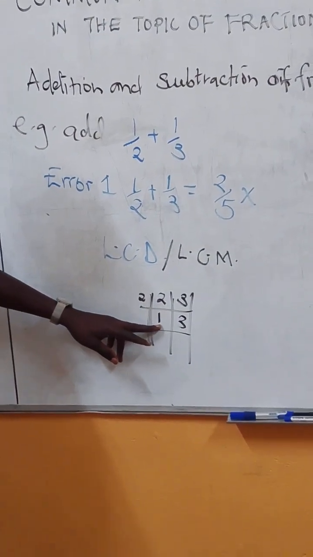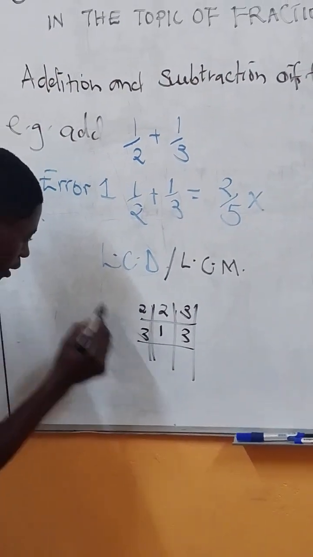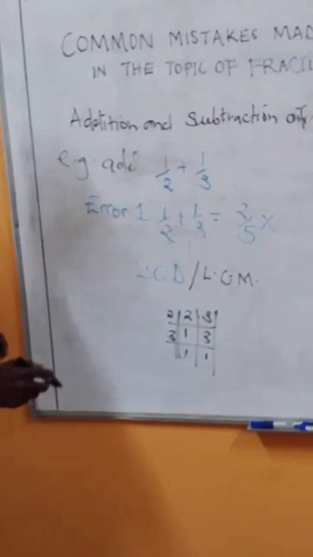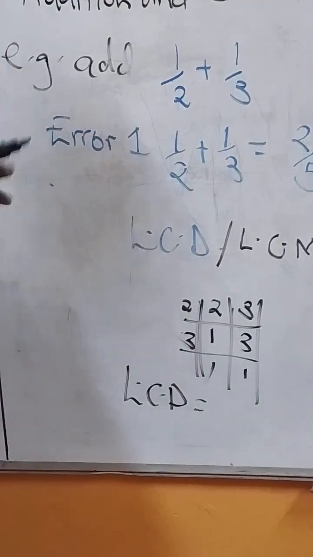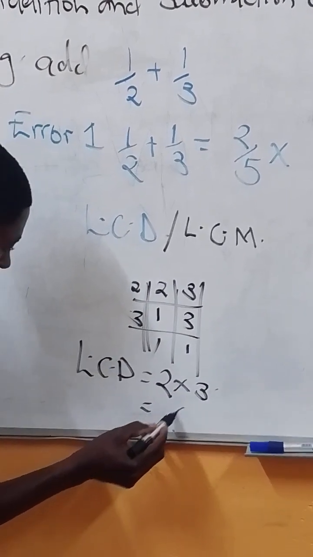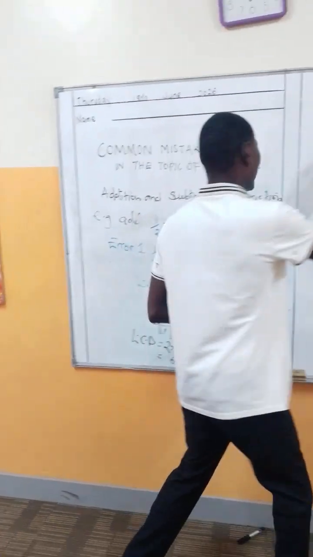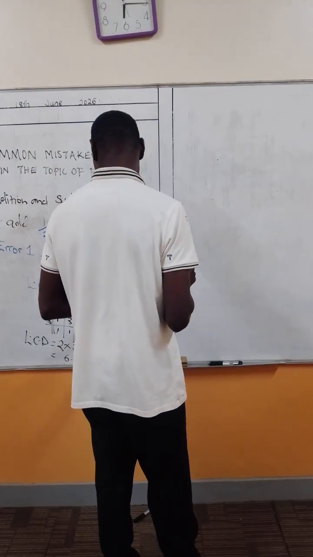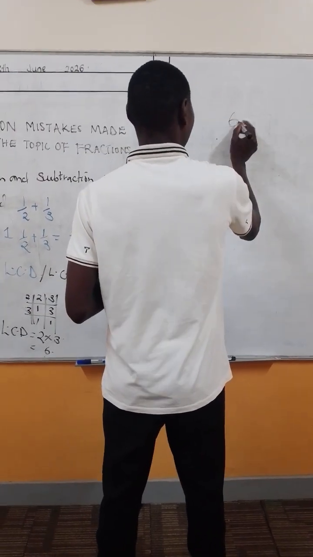Since this one is done, we look at the other one, which is 3. By 3, 1. By 3, this one is 1. Therefore, our LCD will be equal to 2 times 3, which is 6. Friends, after getting that, we consider our LCD to be our lowest common denominator. How do we handle it? We say our lowest common denominator is 6.